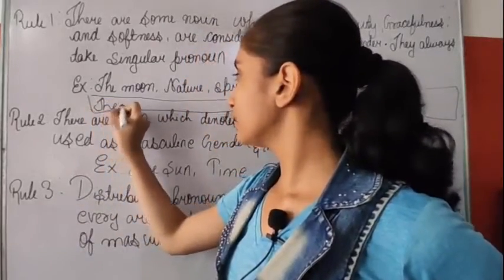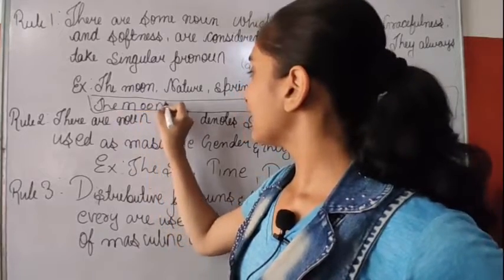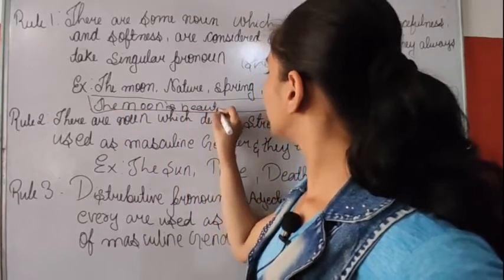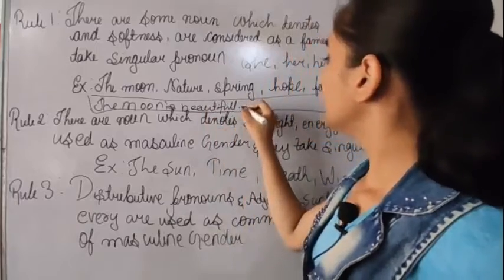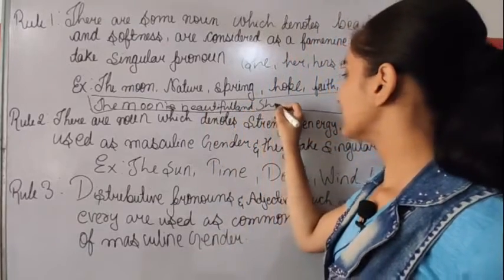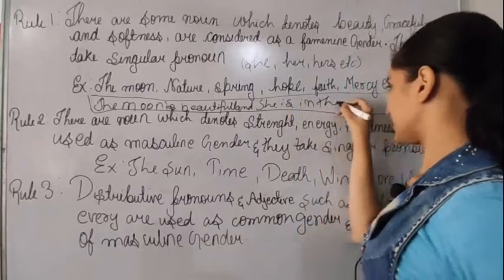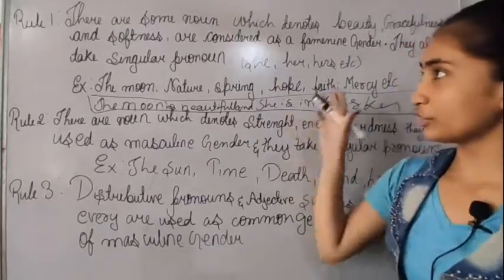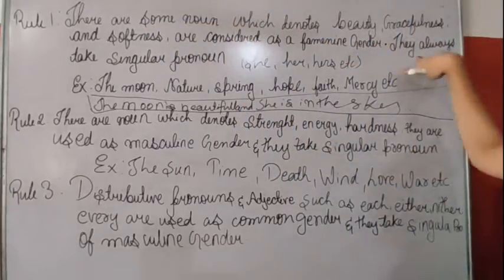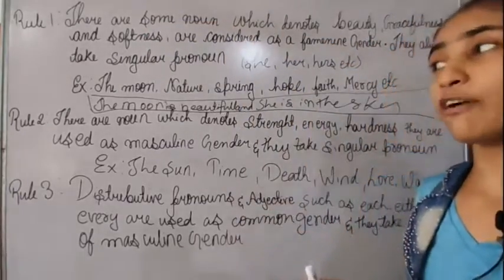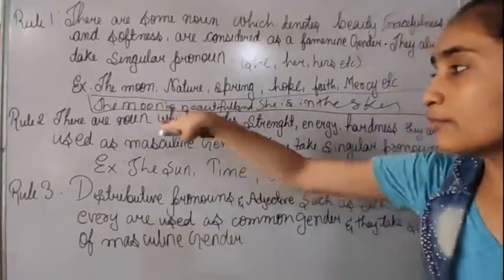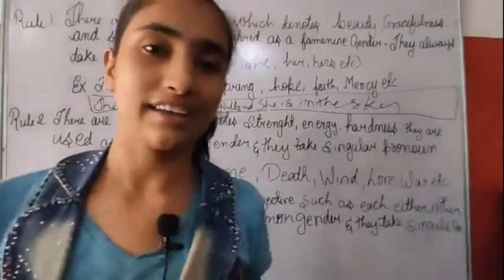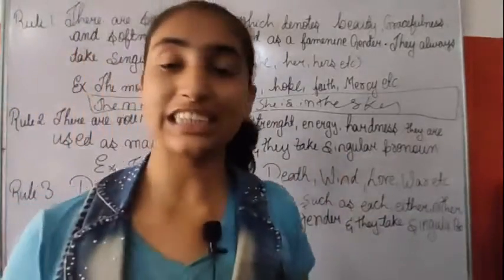The moon. The moon is beautiful and sits in the sky. So here you can identify, according to the rule, that they are feminine gender. Why are they feminine gender? The moon is beautiful and she is in the sky. Again, I am repeating, the moon is beautiful and she is in the sky.